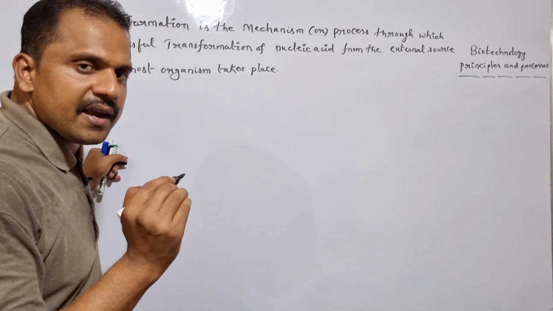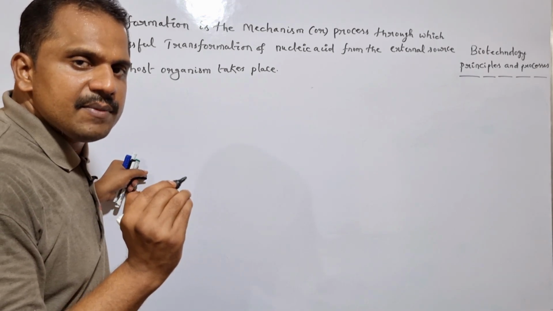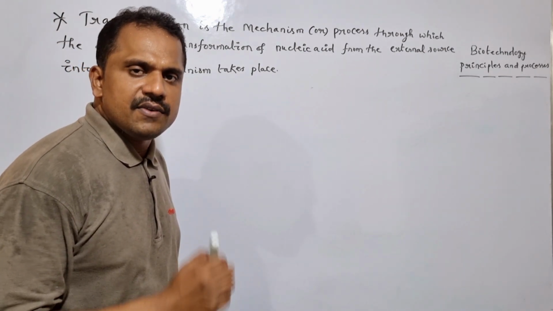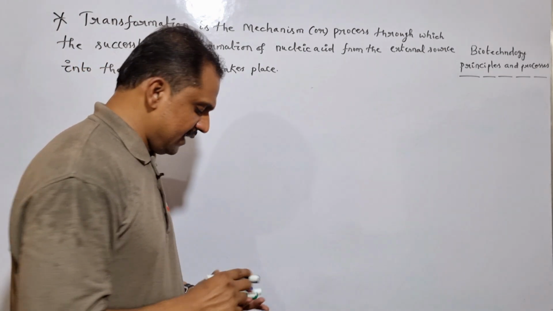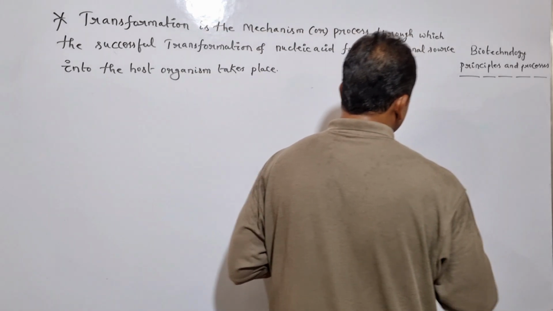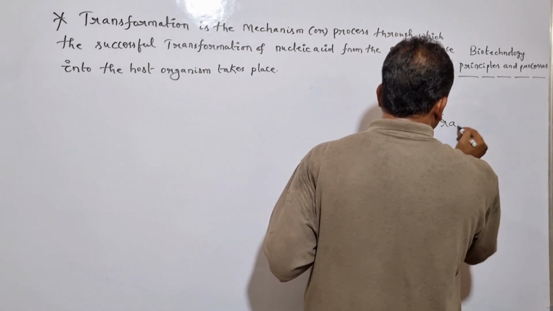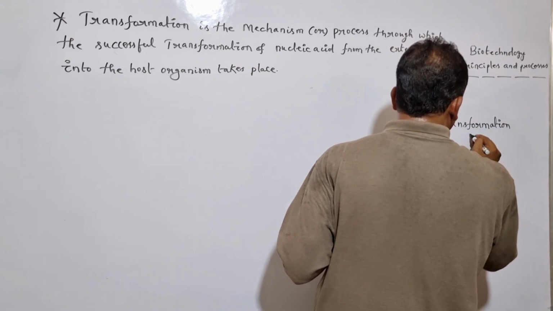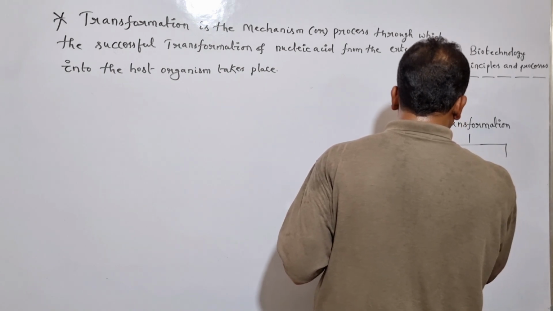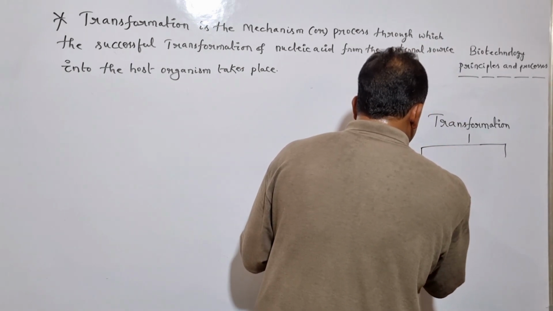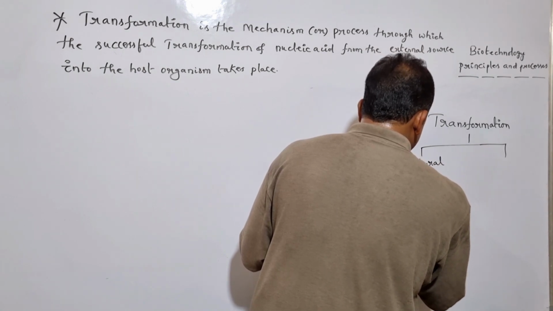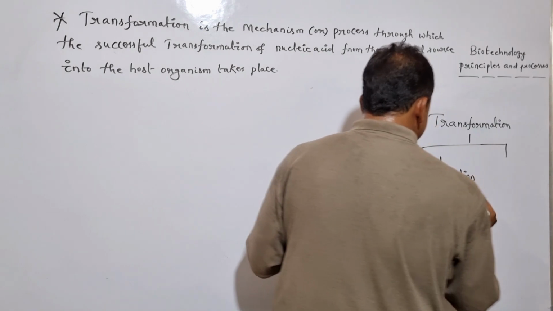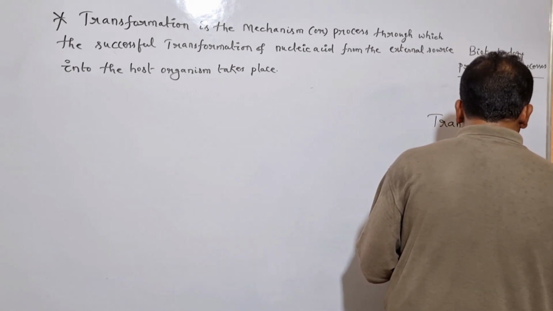The mechanism or process of transformation can be successfully classified into two different types. These are natural transformation and artificial transformation. Is it clear? So let me write it on the board. Transformation can be classified into two different types: natural transformation and the other one is artificial transformation.